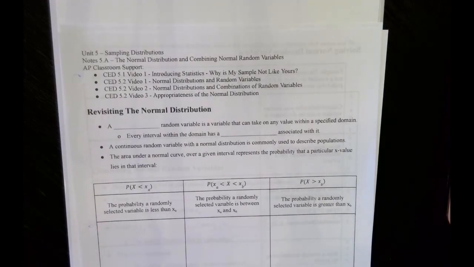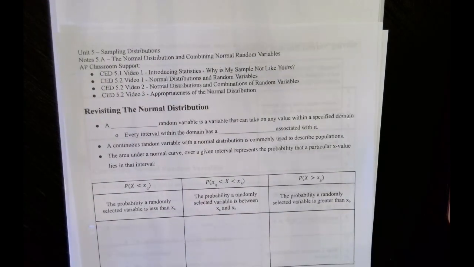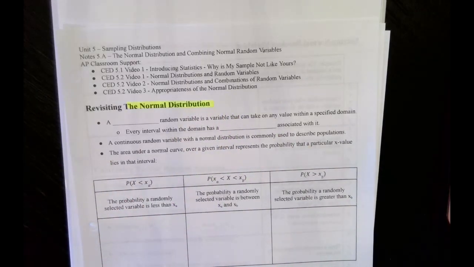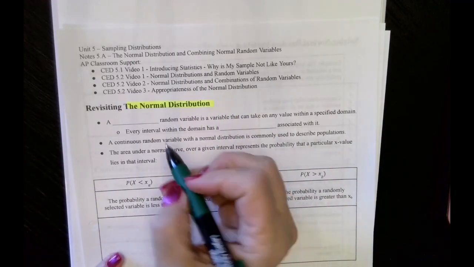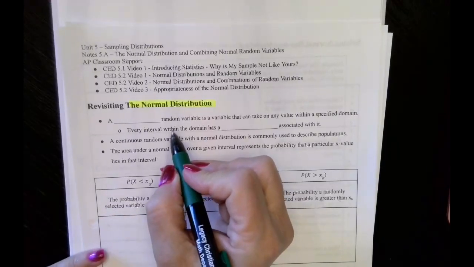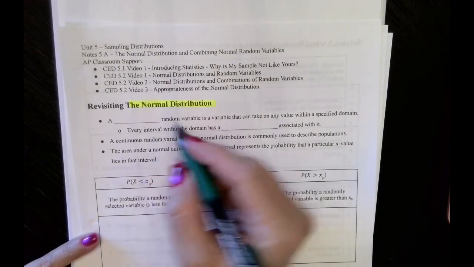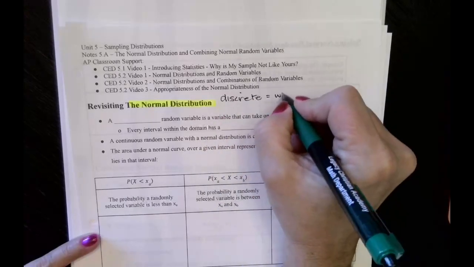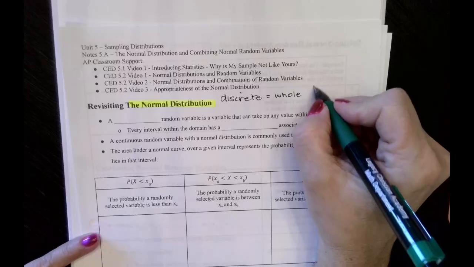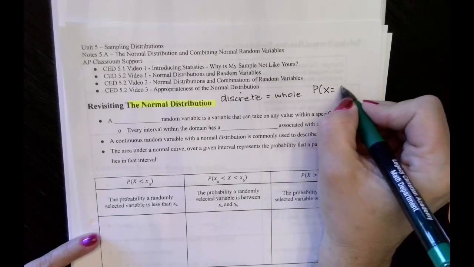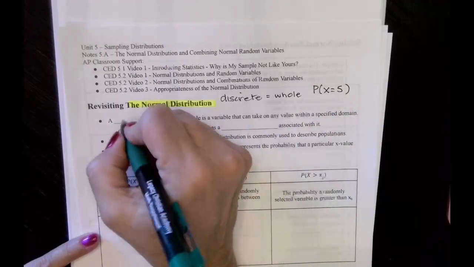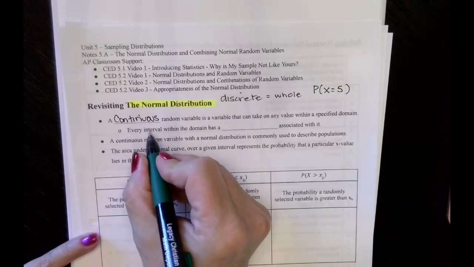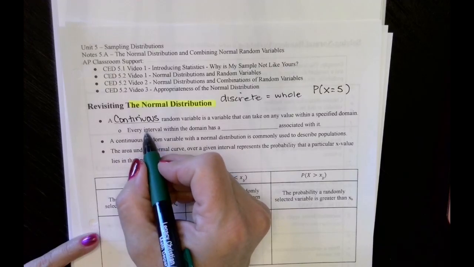Okay, so this unit is actually not anything new. We are going to revisit the normal distribution in terms of continuous random variables. In the unit that we just finished, Unit 4, we talked about discrete random variables. And remember, discrete are whole numbers. So we had whole number values, so we could say, what's the probability that something equals something? Now we're going to talk about continuous. And remember, continuous variables can be fractions or decimals.